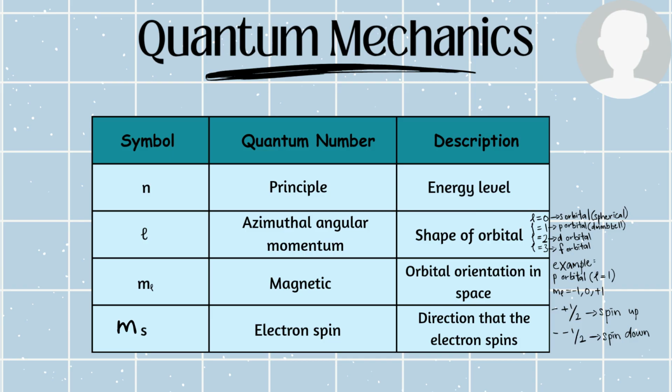Next, the magnetic quantum number ml. It is the orientation of the orbital in space or relative to an external magnetic field. The values of ml determine how many orbitals exist in a subshell. Next, spin quantum number ms describes the spin direction of the electron. The positive 1/2 means spin up and minus 1/2 means spin down. This explains why each orbital can hold only two electrons, or the Pauli exclusion principle.